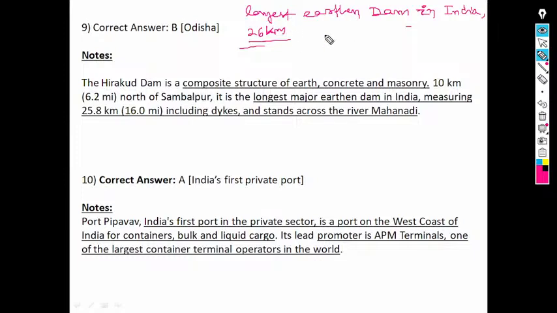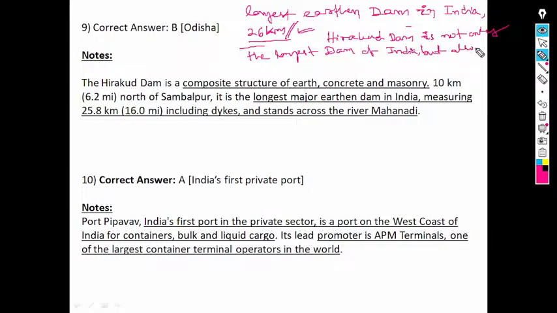across the Mahanadi River. You see, 26 kilometers around. Hirakud Dam is not only the longest dam of India, but also in Asia.